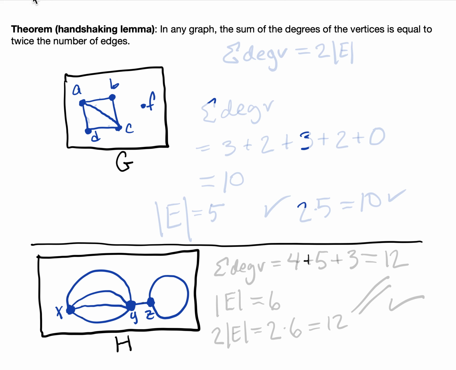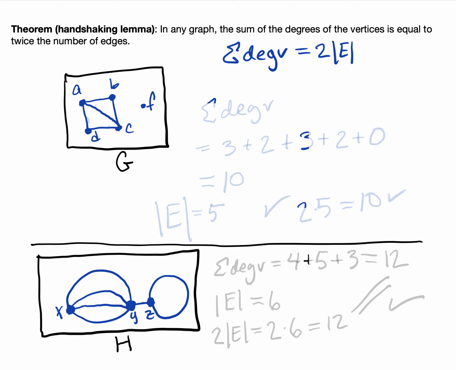The topic of this video is the Handshaking Lemma, also called the first theorem of graph theory. This theorem states that in any graph, the sum of the degrees of the vertices is equal to twice the number of edges. We could also briefly write that as the sum of the degrees of the vertices is equal to twice the number of edges. We're going to prove this theorem, but let's verify that it works for an example or two.